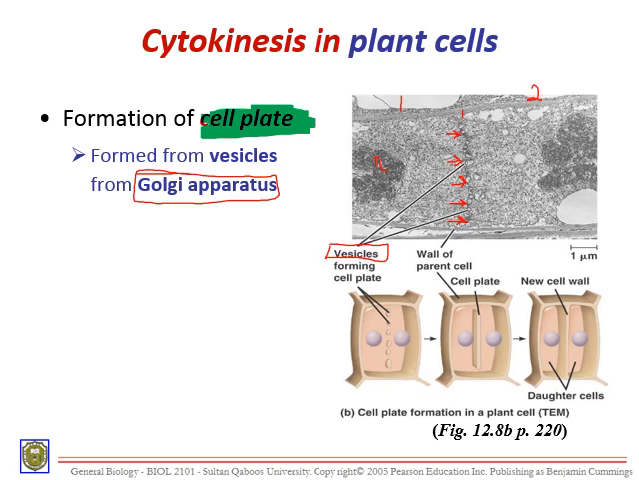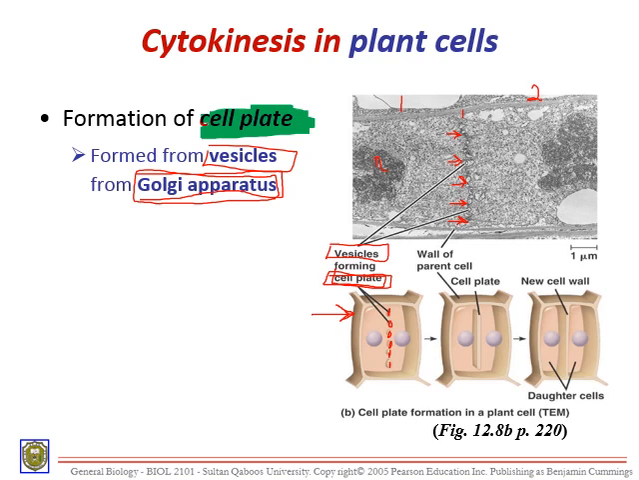In the telophase of the Golgi apparatus, vesicles are forming and they are migrating to the center of the cell, so that it can form two cells. So vesicles from the Golgi apparatus, you can see in this figure over here, right? These are vesicles that are formed in order to form the cell plate. We want to form the cell plate.